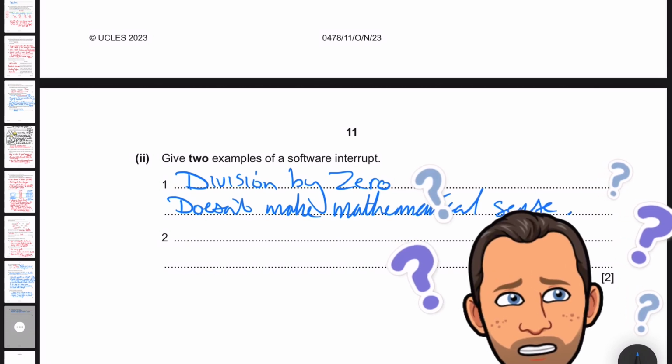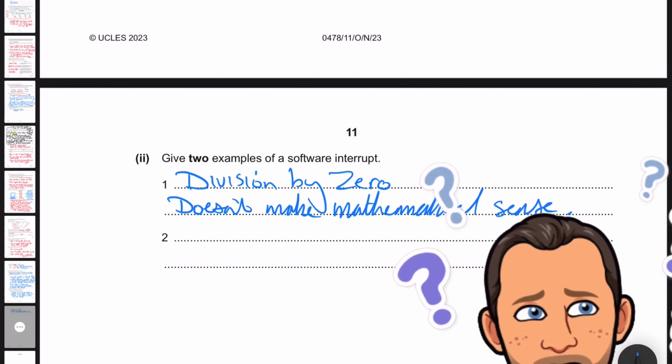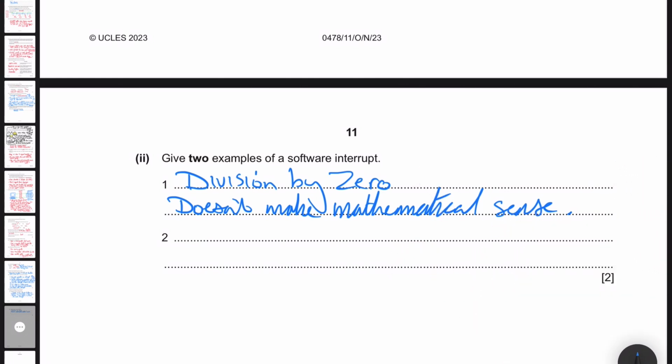When the computer encounters this situation, it raises an interrupt to say, hey, something's wrong here. You can't divide by 0. Okay, so that's one example. Also, we've got something called null value.